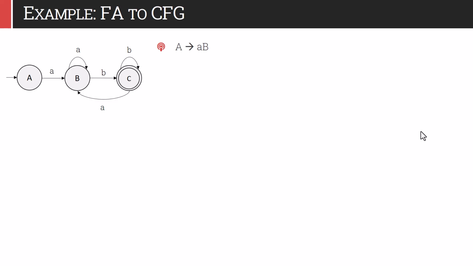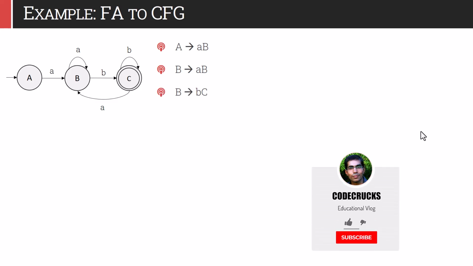Now there is no other transition from state A, so A is done. From capital B, there are two transitions, one on input a and one on input b, so we have to add two productions. On input a, it would be B gives aB, because from B, if we read symbol a, we remain on the same state, capital B. When we read symbol b from capital B, we are going to state C. That transition we can write as B gives bC.